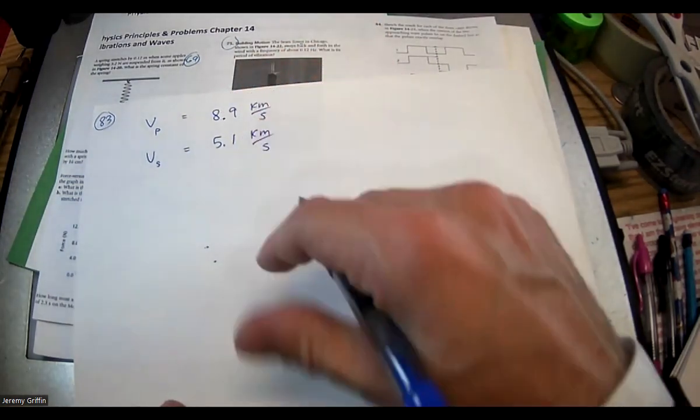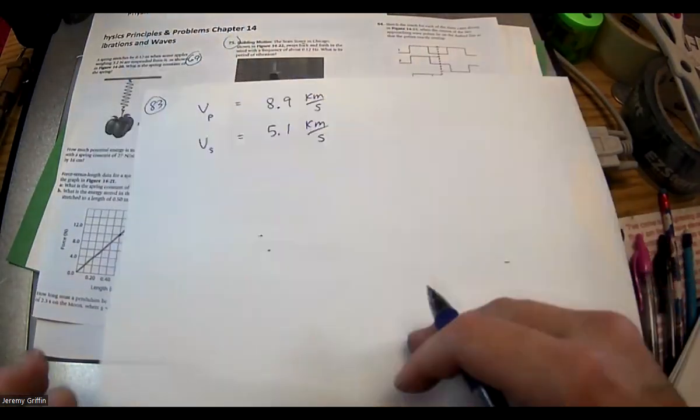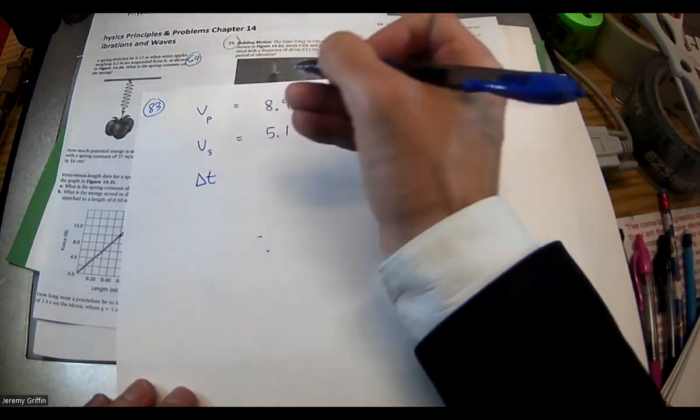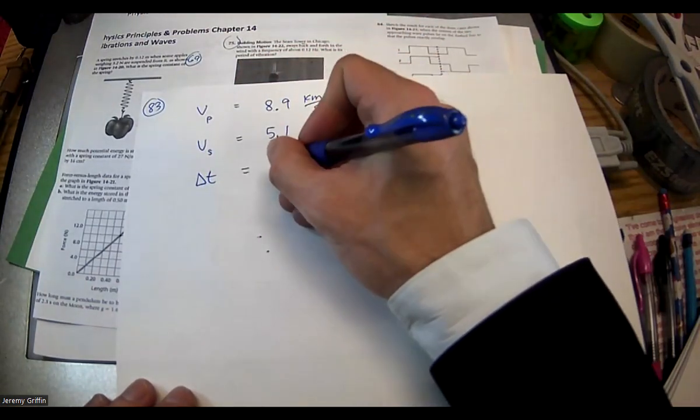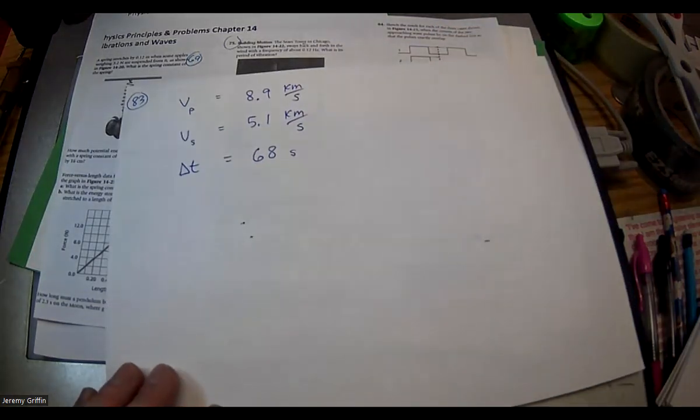Can you guys set up one more thing, the time interval. So I'll say delta t. The time between the two is 68 seconds. So the primary hits, and then 68 seconds later, bam, the secondary hits.